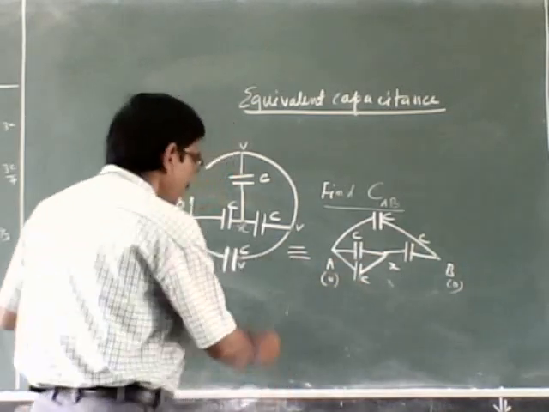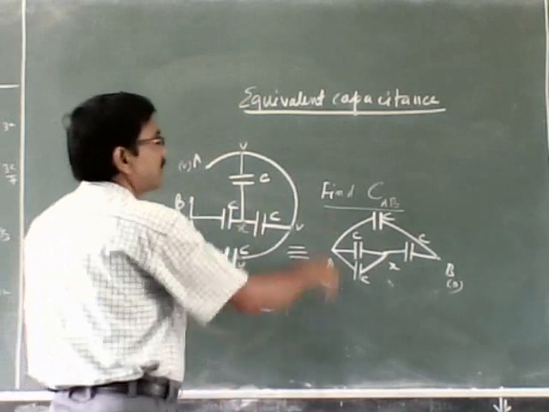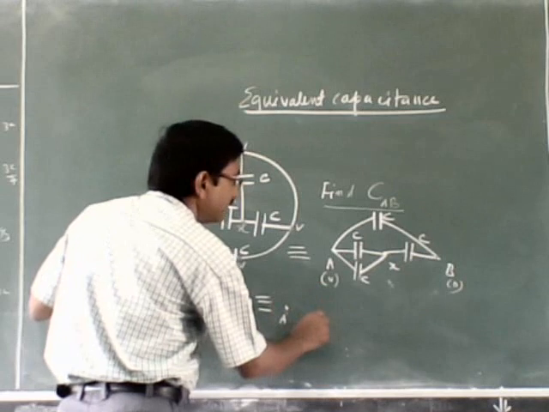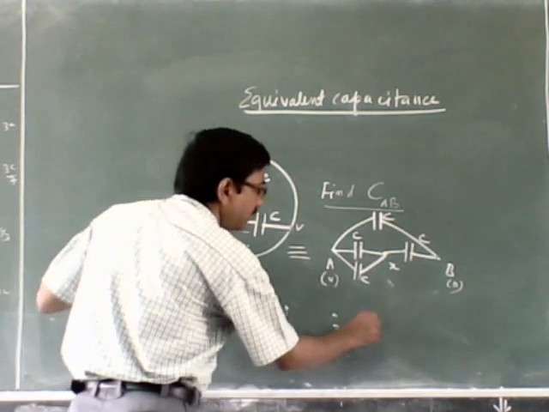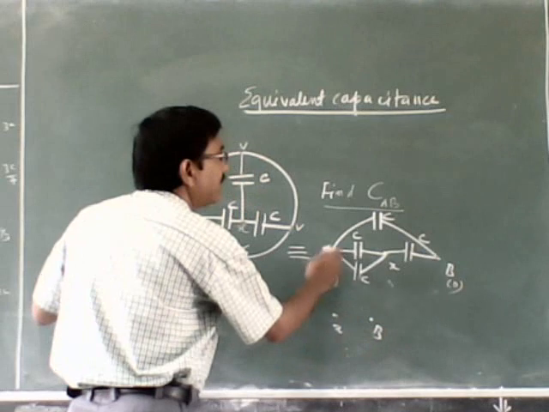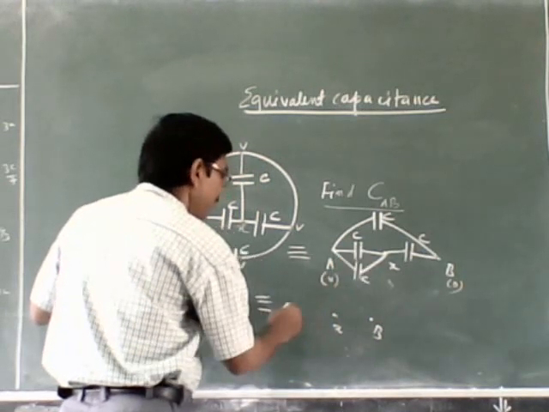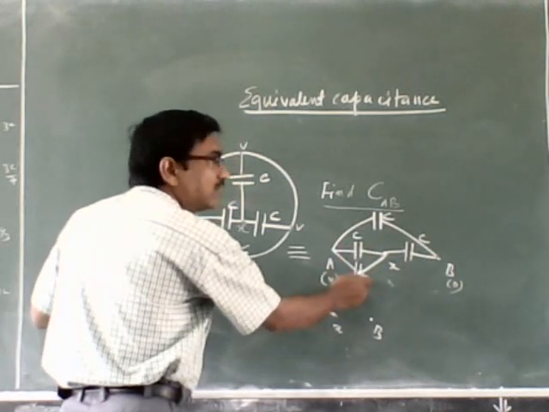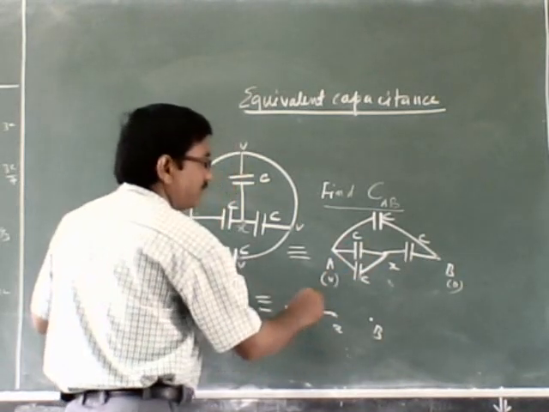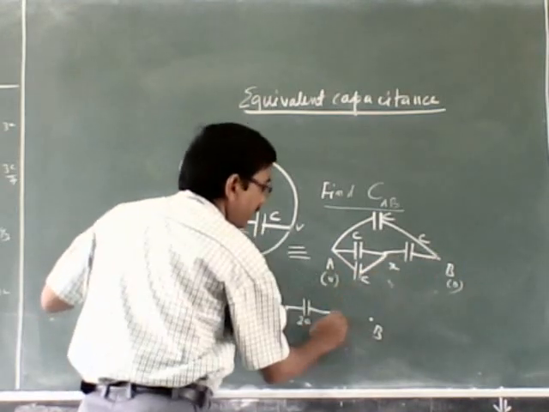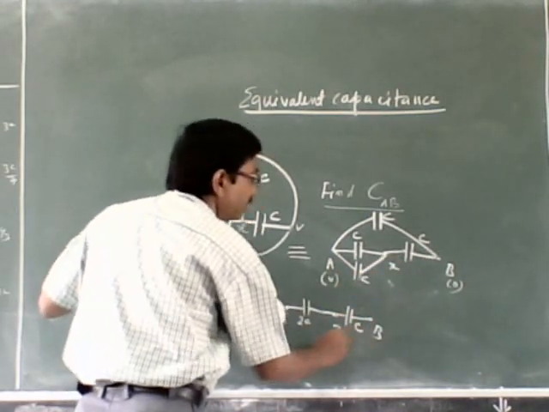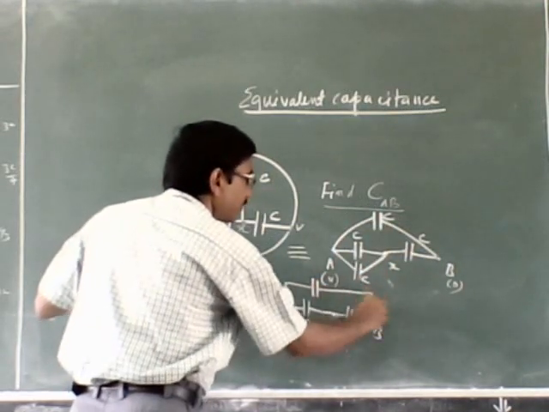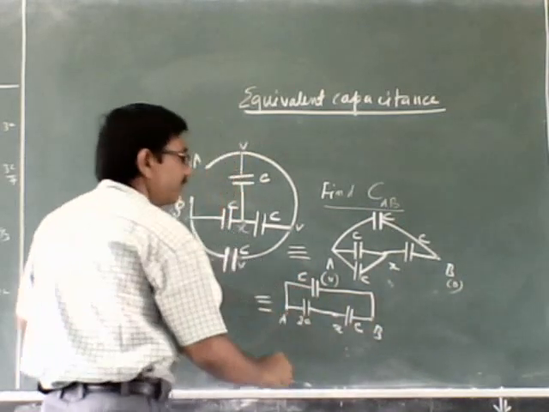Okay, then again draw the equivalent circuit. What will be the equivalent circuit? Now this is point A, this is point X, and this is point B. Between A and X, these two capacitors are connected in parallel, and their equivalent capacitance, C and C, is 2C. And then between X and B, another capacitor C, and between A and B again C is there. Okay.